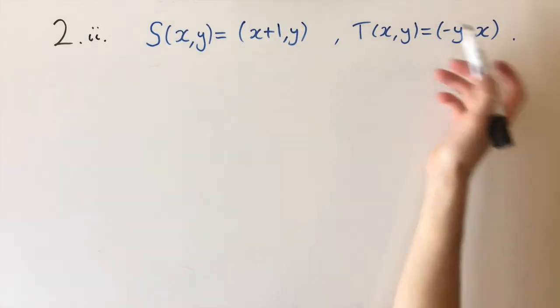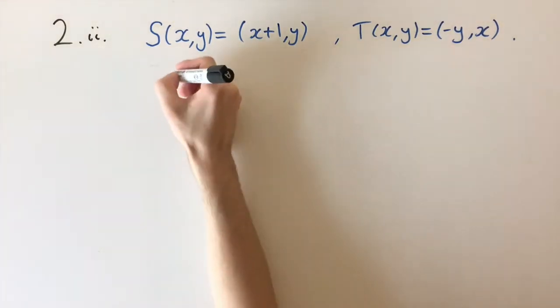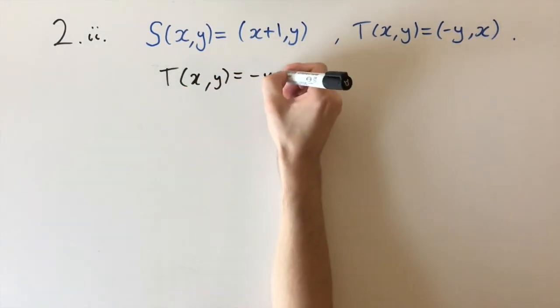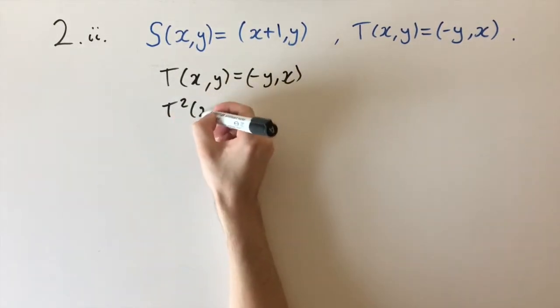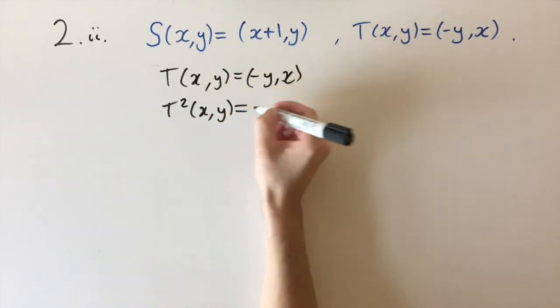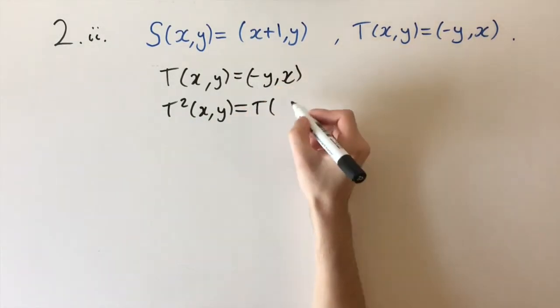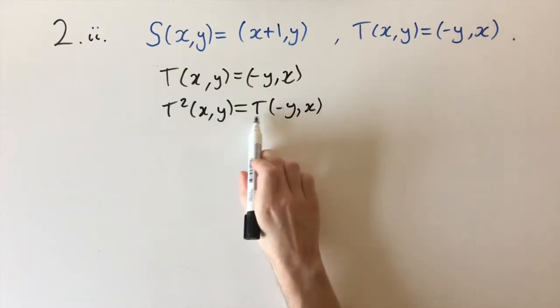Okay, so we can start off by working out a few powers of t and seeing if we can find a pattern. So let me just write out t again: t of xy is minus yx. Now let's compute t squared of xy. And this, just remember, is t applied to itself twice. So it's t applied to the image of t, minus xy. And then we apply t again.